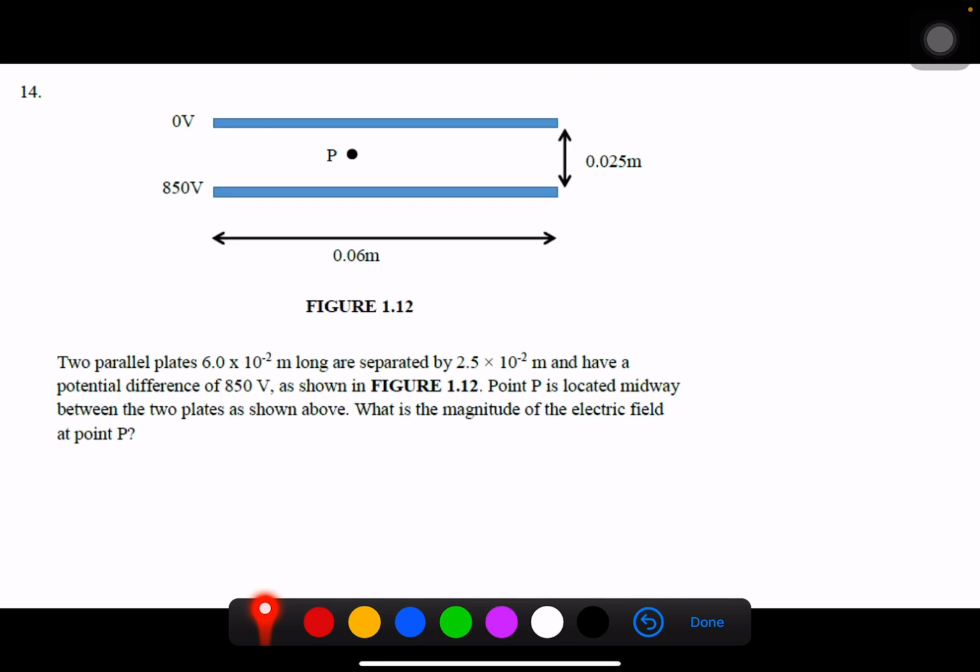Okay, question 14. Two parallel plates, the length is given as 0.06 meter, are separated by the distance 0.025, this one is the d, and have a potential difference of 850. So the diagram is given, so it's easier. Point P is located midway between the two plates as shown above, so exactly in the middle there. What is the magnitude of the electric field at point P?